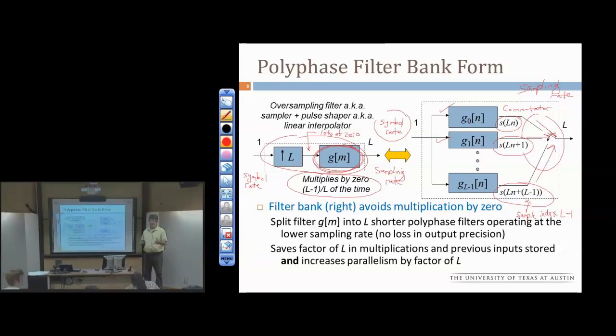Correct. During one symbol period, I go through and I get one value from each of the polyphase filter outputs to get my L samples for that symbol period. That's right.